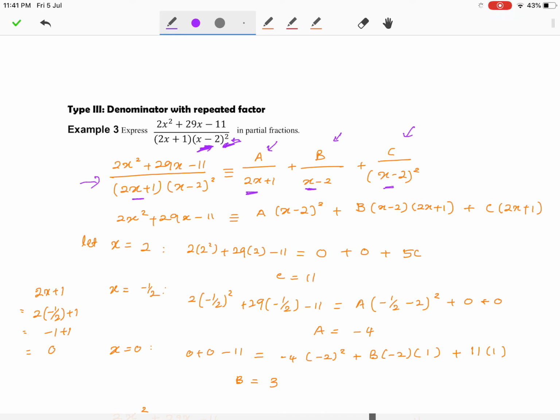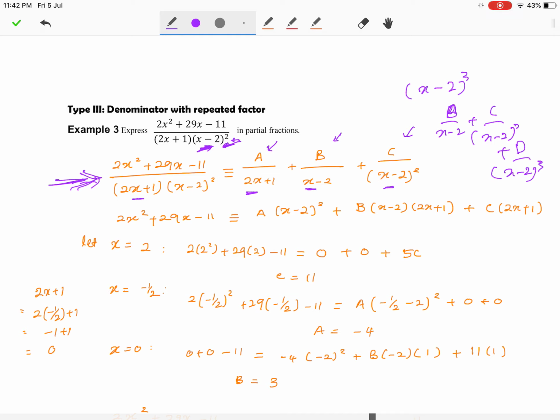So just remember that when you have repeated roots, if it's repeated twice, you're going to have B and C. If you have, let's say, x minus 2 cubed, you're going to have B over x minus 2 plus C over x minus 2 squared plus D over x minus 2 cubed. Most probably you're going to have it repeated twice.